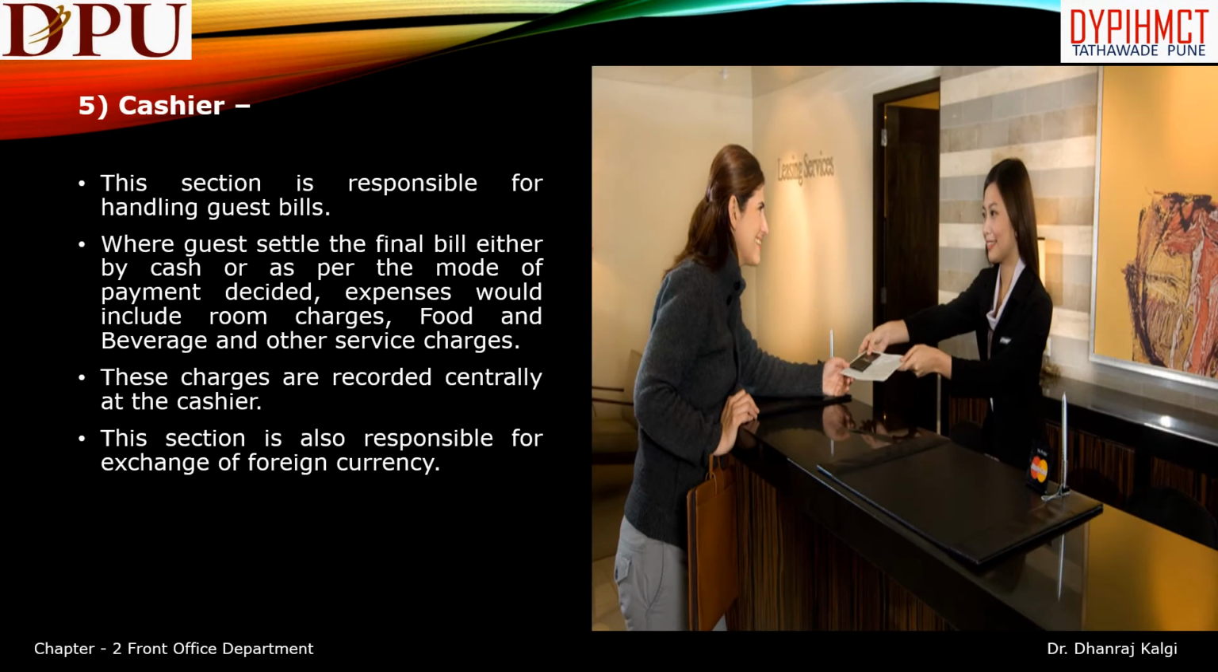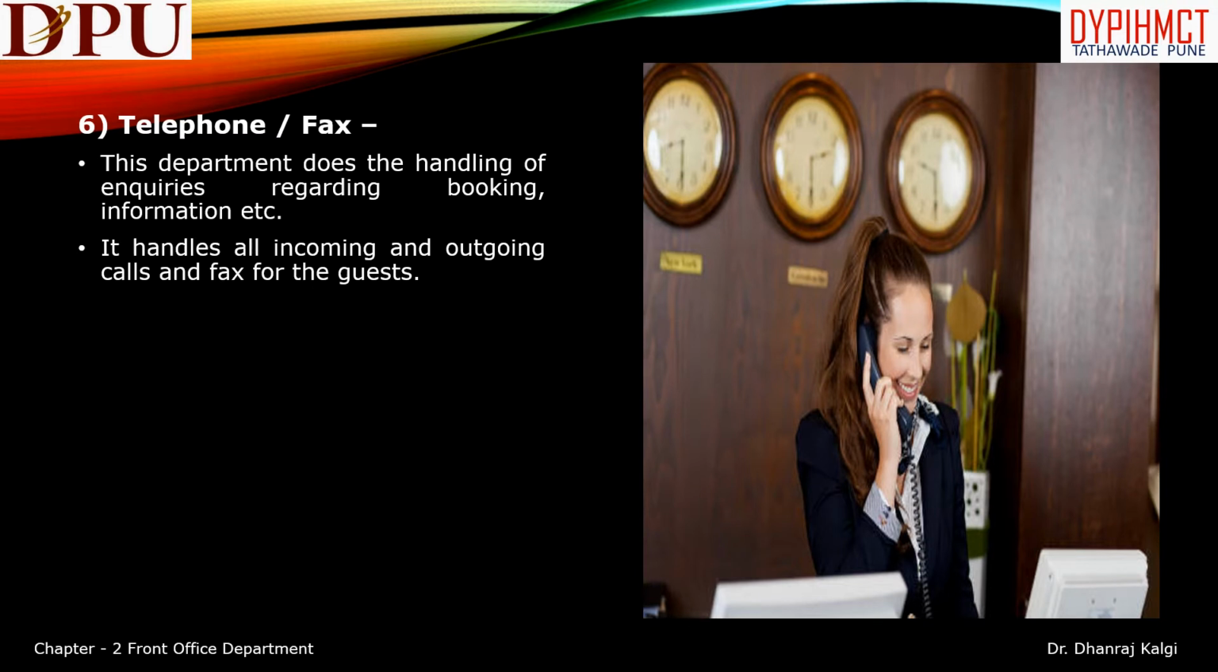The major functions of cashier section are: this section is responsible for handling guest bills, where guests settle the final bill either by cash or as per the mode of payment decided. Expenses would include room charges, food and beverage and other service charges. These charges are recorded centrally at the cashier. This section is also responsible for exchange of foreign currency. The major functions of telephone or fax section are: this department does the handling of enquiries regarding booking, information, etc. It handles all incoming and outgoing calls and fax for the guests.